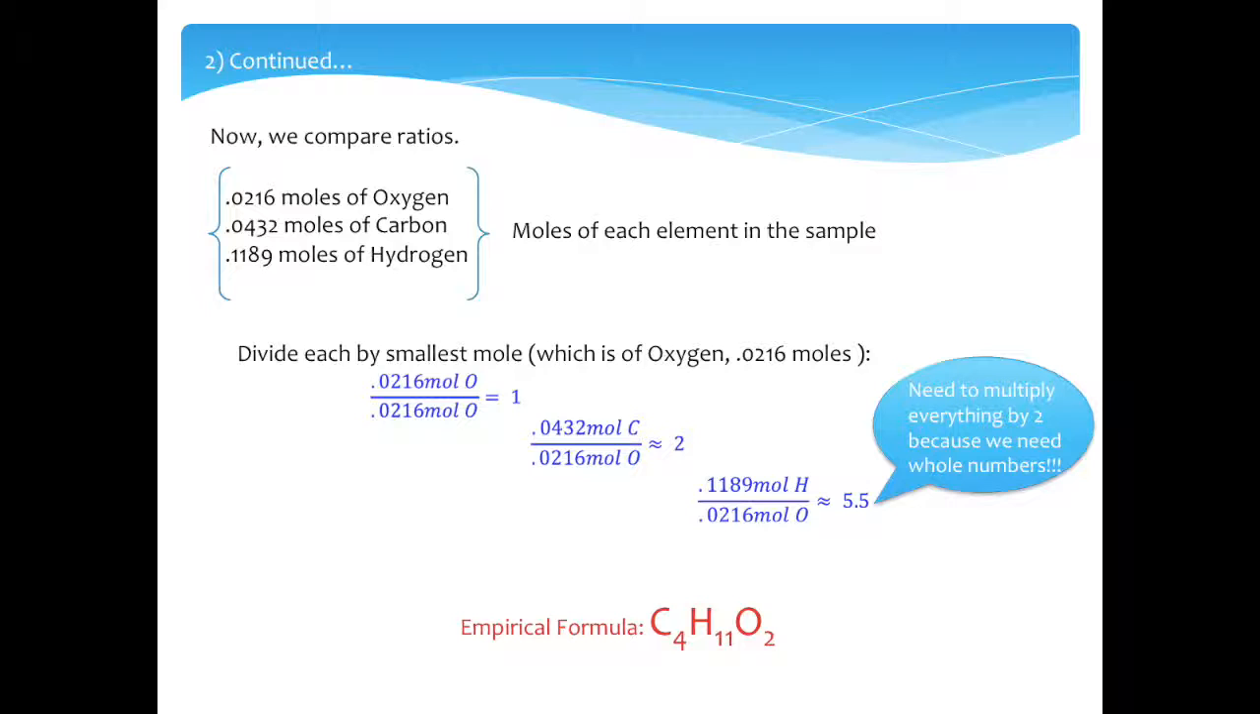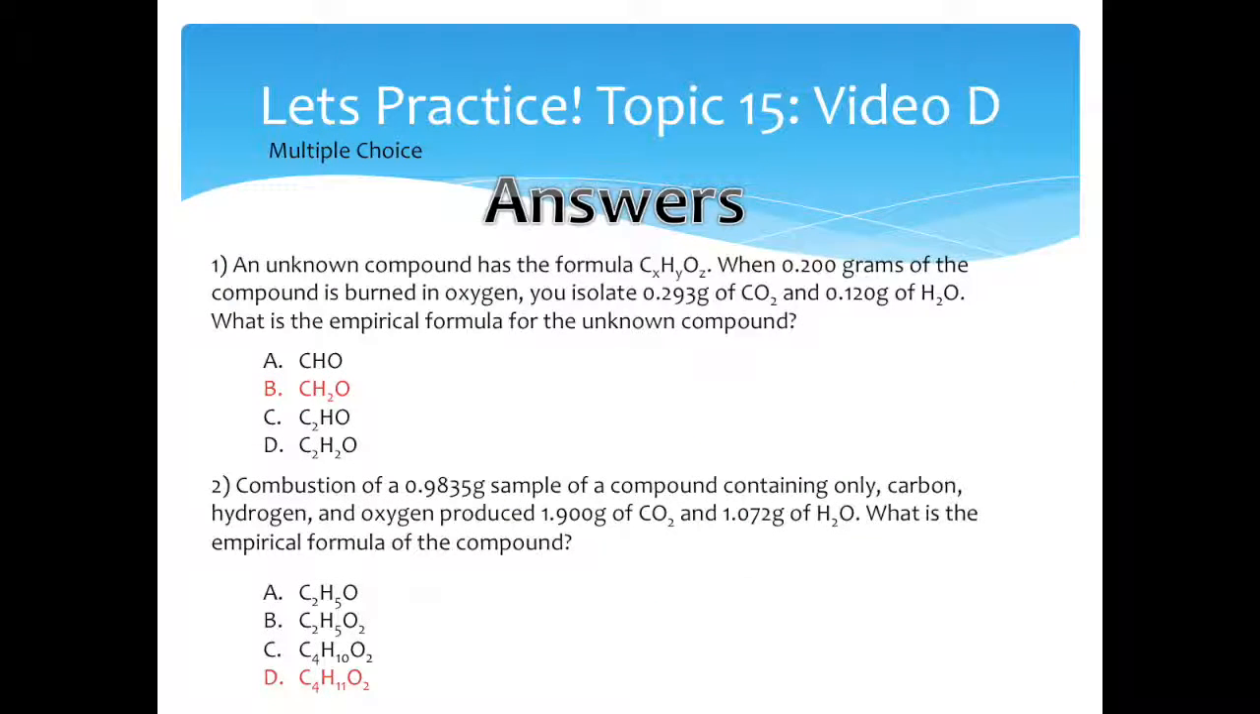Now that we have the moles of oxygen, carbon, and hydrogen, we can compare the mole ratio of each element in the compound. To do this, we divide the moles of each element by the smallest mole, in this case, oxygen, with 0.0216 moles. We then receive a mole ratio of 2 carbon to 5.5 hydrogen to 1 oxygen. Empirical formulas need to contain whole numbers. Since hydrogen is 5.5, we have to multiply everything by 2 so that hydrogen can be 11. Our empirical formula is C4H11O2. The answers.